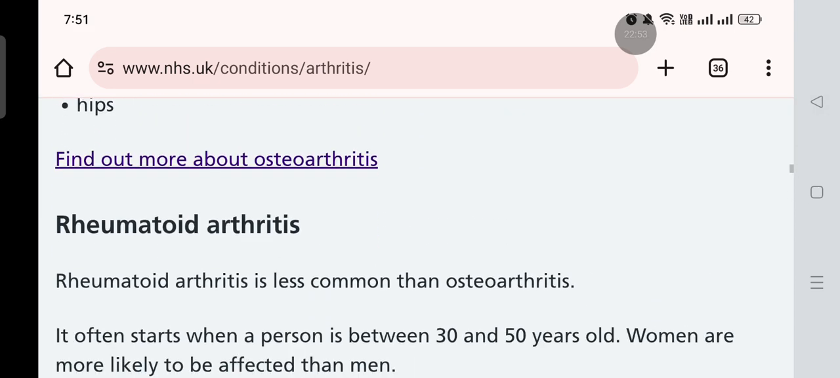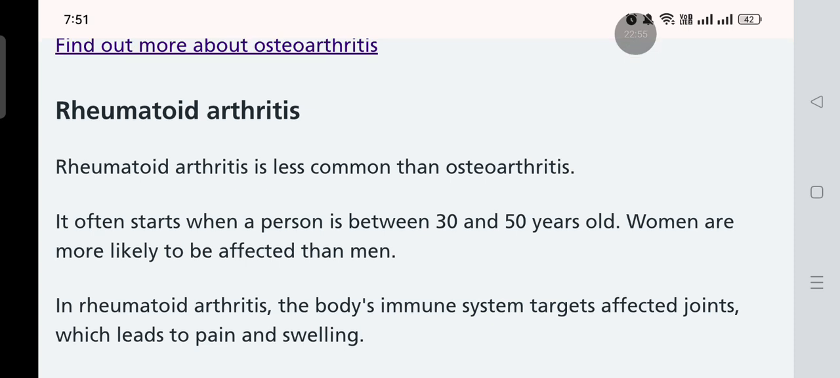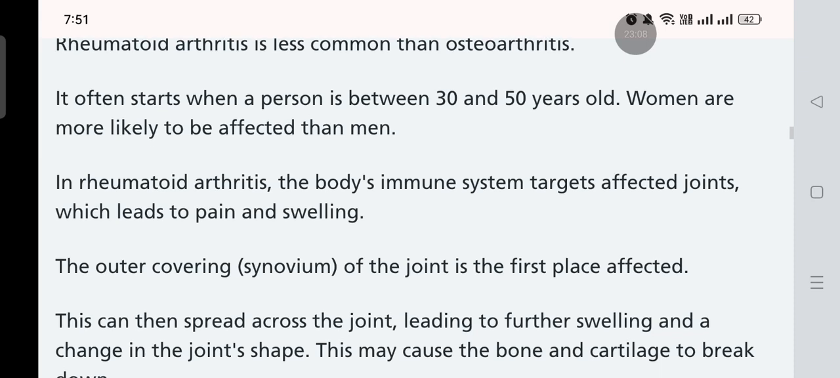So, the second type of arthritis is rheumatoid arthritis. Rheumatoid arthritis is less common than osteoarthritis. It often starts when a person is between 30 and 50 years old. Women are more likely to be affected than men.